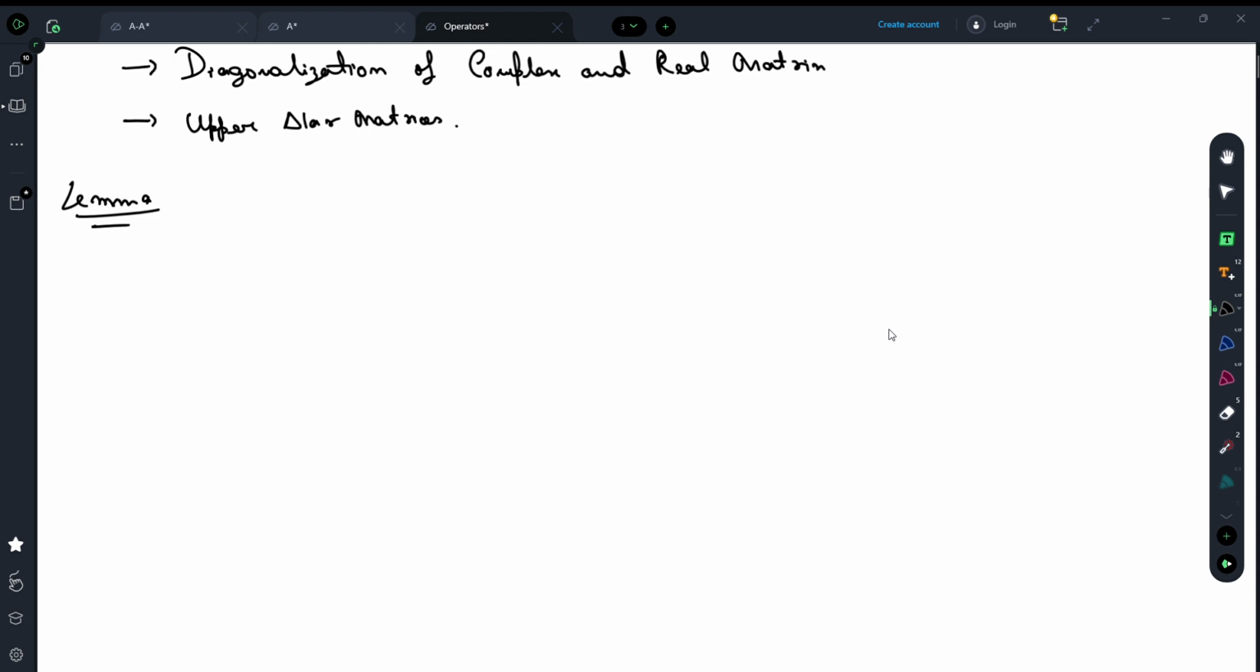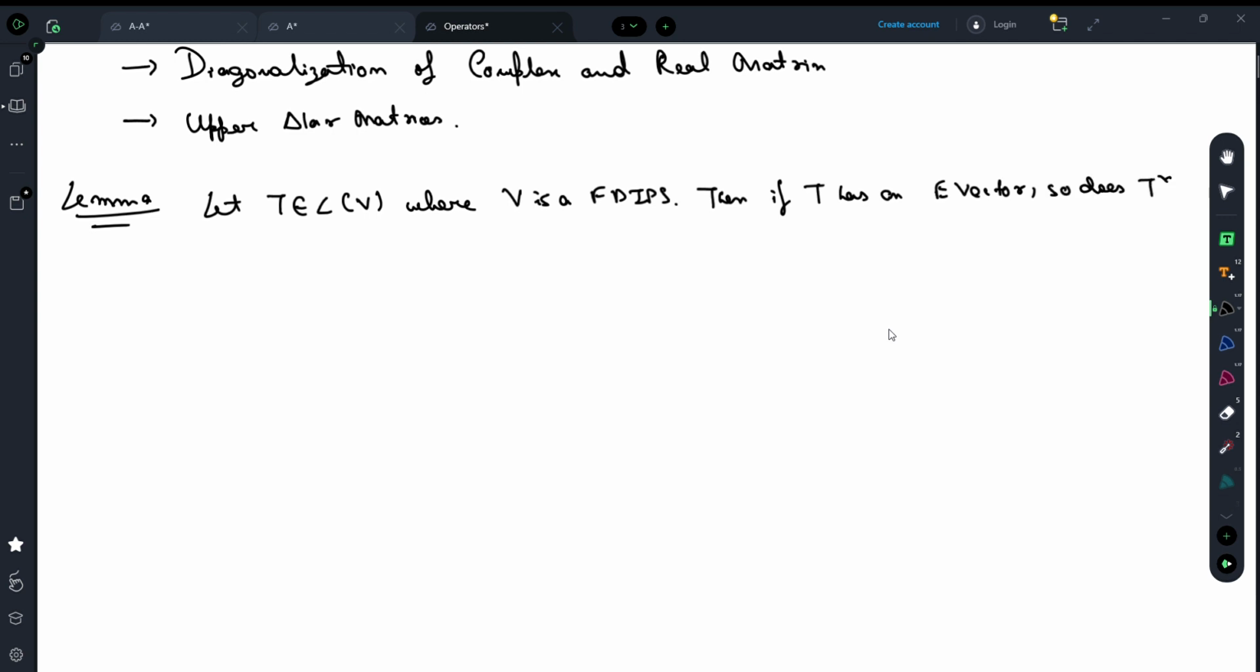The lemma is as follows: if I consider a finite dimensional inner product space and a linear operator on it, then if the linear operator has an eigenvector, so does its adjoint. Okay, so let T be a linear operator on V, where V is a finite dimensional inner product space. Then if T has an eigenvector, so does T star, that is the adjoint of T. Okay, how do we deal with this? Proof.